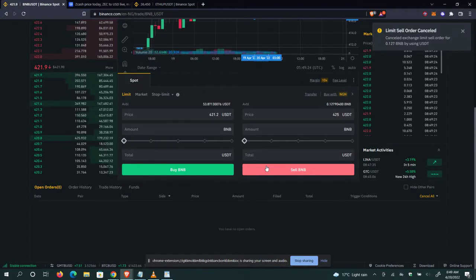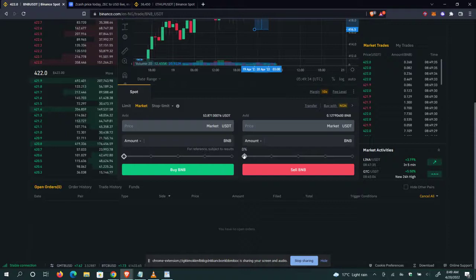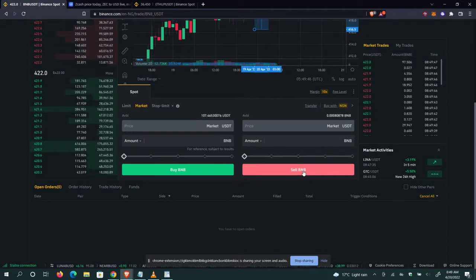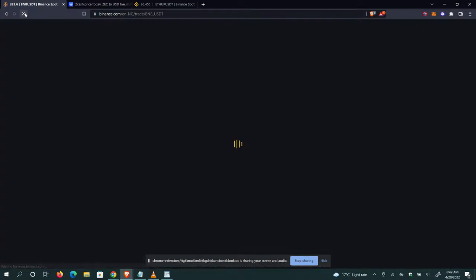Because I already bought, I'm just using it as an example. I can just use the market price. I come here, I click on market, and I say I'm selling all my BNB. Exactly. And I say sell. It has already sold automatically. My BNB has been sold, and look at my balance now, it's back to 107. That is just how you do it. It's as simple as that. That is what spot and swing trading simply means.